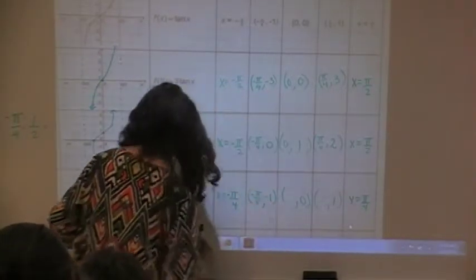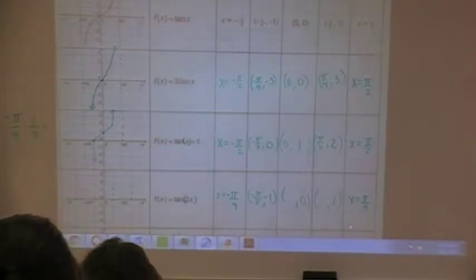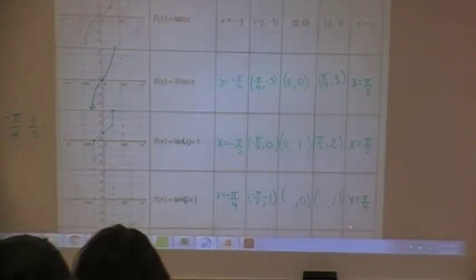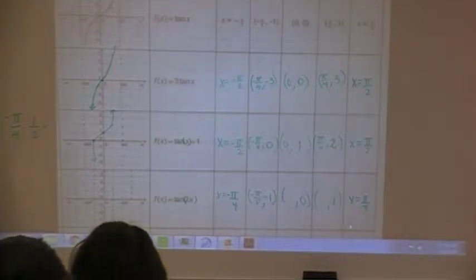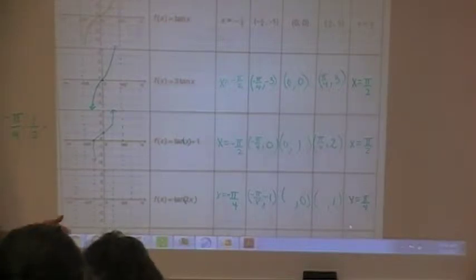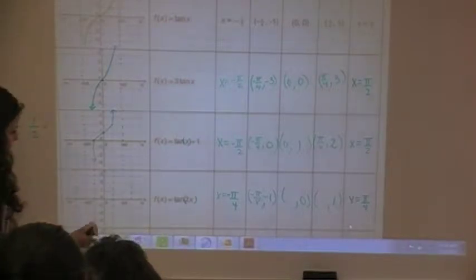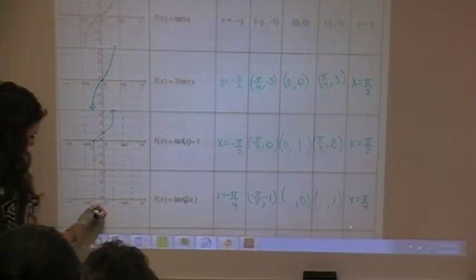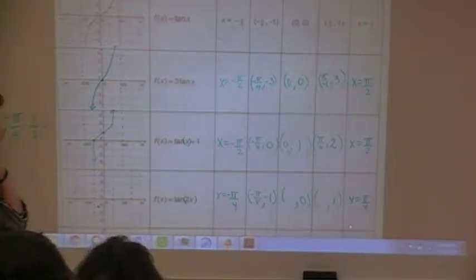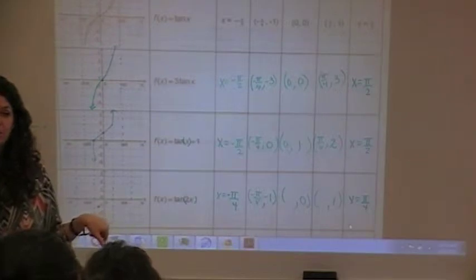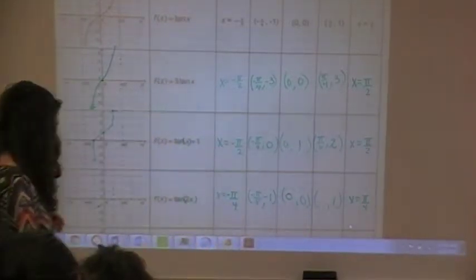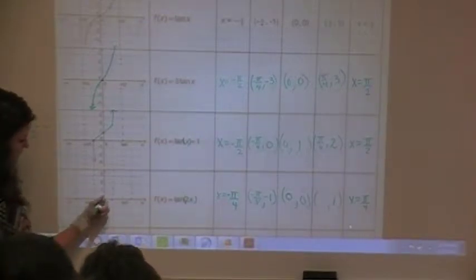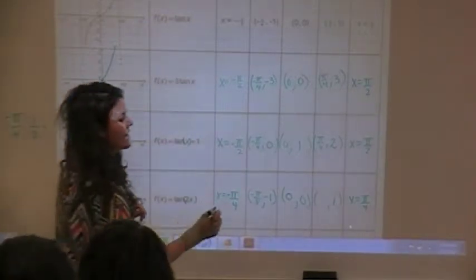Now, here's the issue. When I go to look at my graph, I do not have grid lines for my pi over 8s. Where are they? Right before the pi over 4. They're exactly between 0 and pi over 4. Exactly. So, negative pi over 8, negative 1, right here. 0 divided by 2, or 0 multiplied by a half, is still 0. So your anchor point stays at 0, 0. Would this one just be pi over 8? This one's pi over 8.